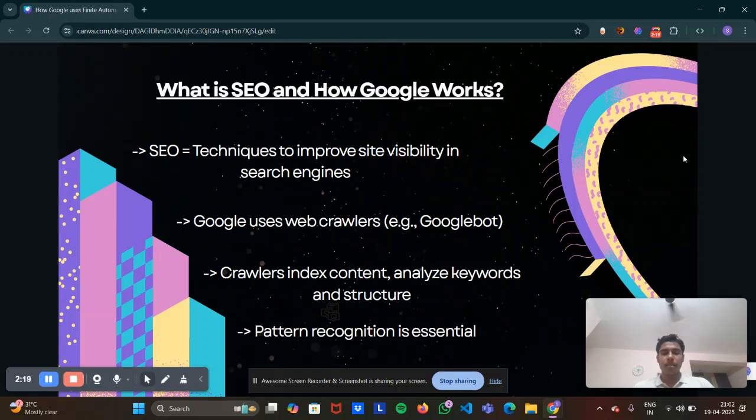But how do they understand the structure of a web page, extract meaningful information, and store it in an organized form? That's where pattern recognition comes in. And that's where finite automata enters the picture.